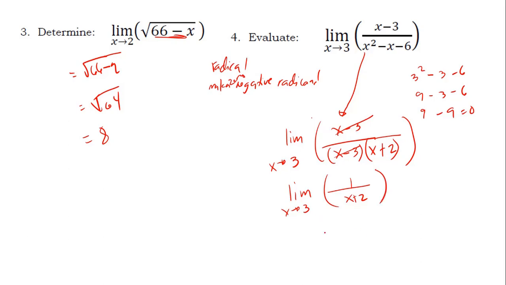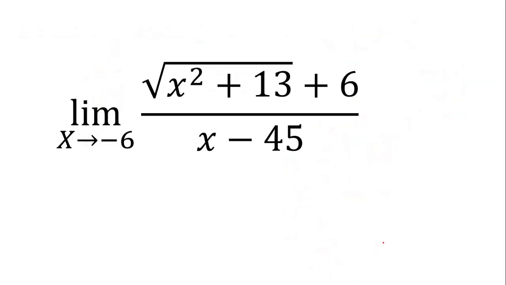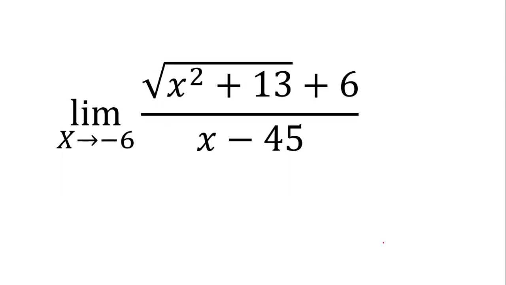Then back to the rule: substitute if it no longer becomes 0. If it no longer becomes 0, that's the time we substitute. So it is equal to 1 over 3 plus 2, which is equal to 1 over 5. So this is the answer. Okay, so we got it.